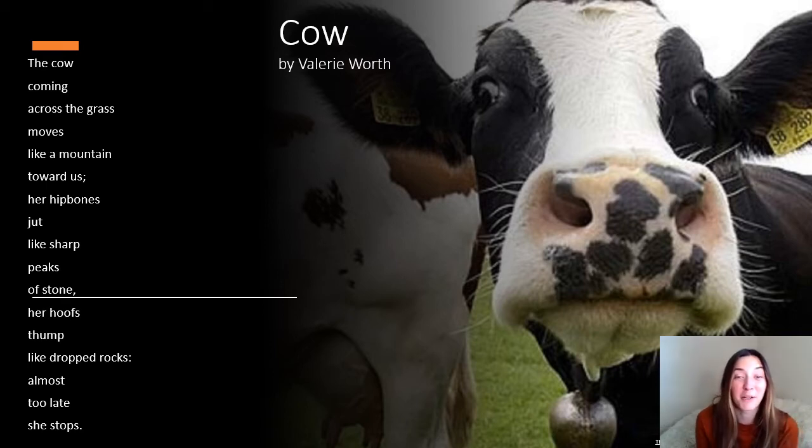Cow by Valerie Worth. The cow, coming across the grass, moves like a mountain toward us. Her hip bones jut like sharp peaks of stone. Her hooves thump like dropped rocks. Almost too late, she stops.